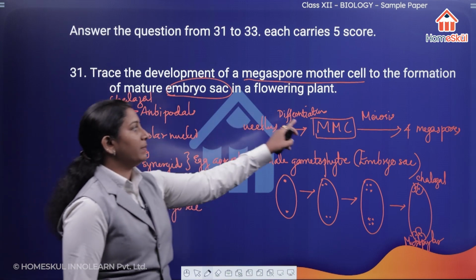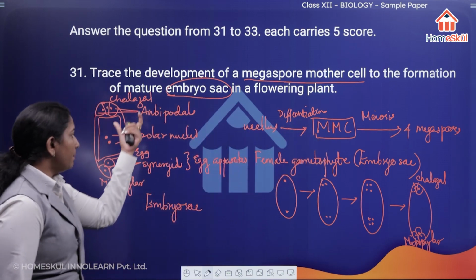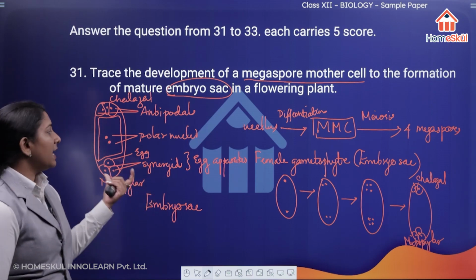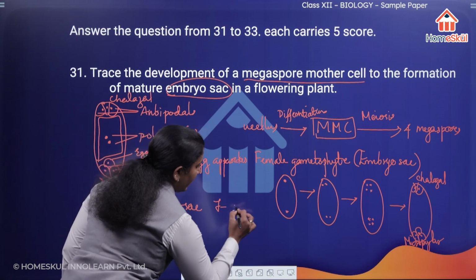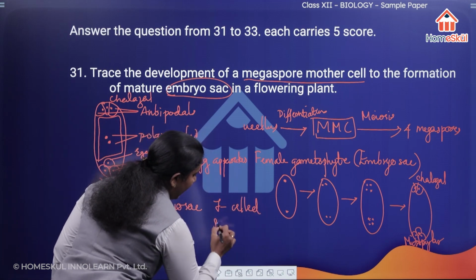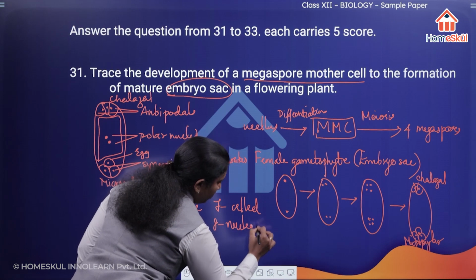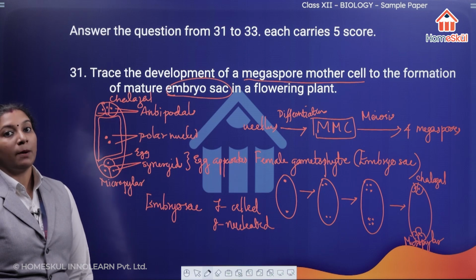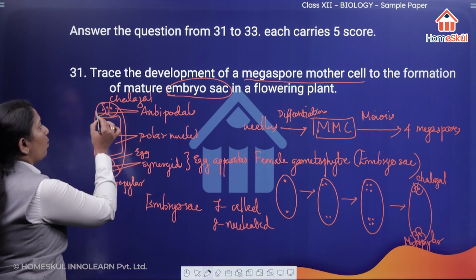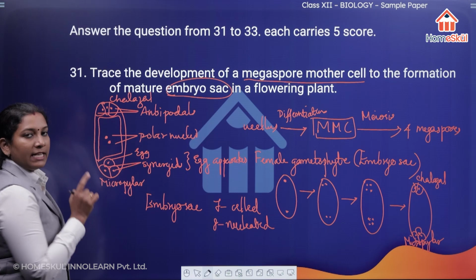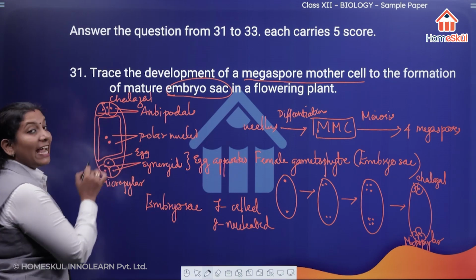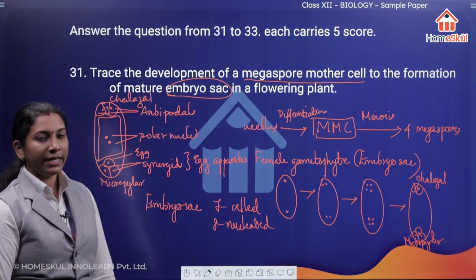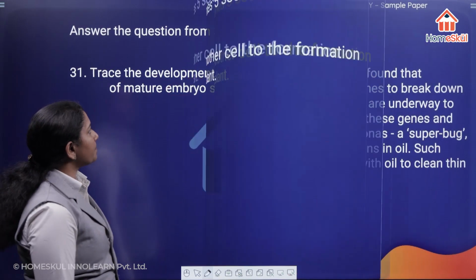So this is how, from the megaspore mother cell, a complete embryo sac forms. And there is a special feature in this embryo sac: it is a 7-celled, 8-nucleated embryo sac, and this is a feature of an angiospermic embryo sac. It has 7 cells, 1, 2, 3, 4, 5, 6, 7, but it has 8 nuclei, 1, 2, 3, 4, 5, 6, 7, 8. So this is the feature.